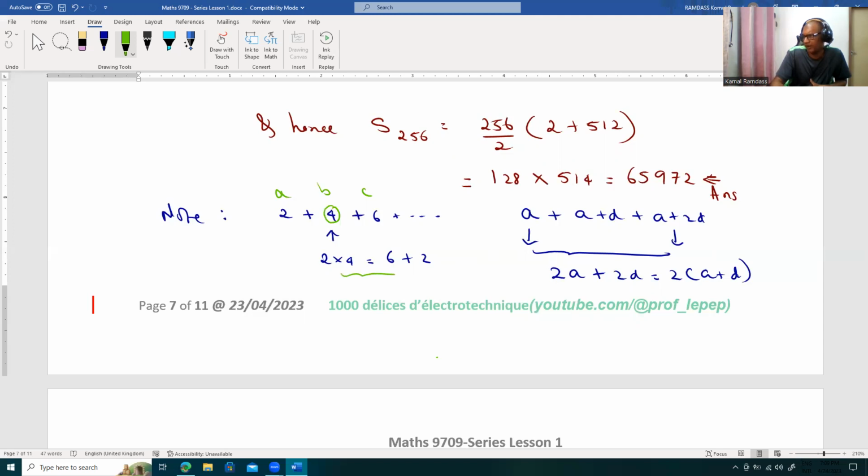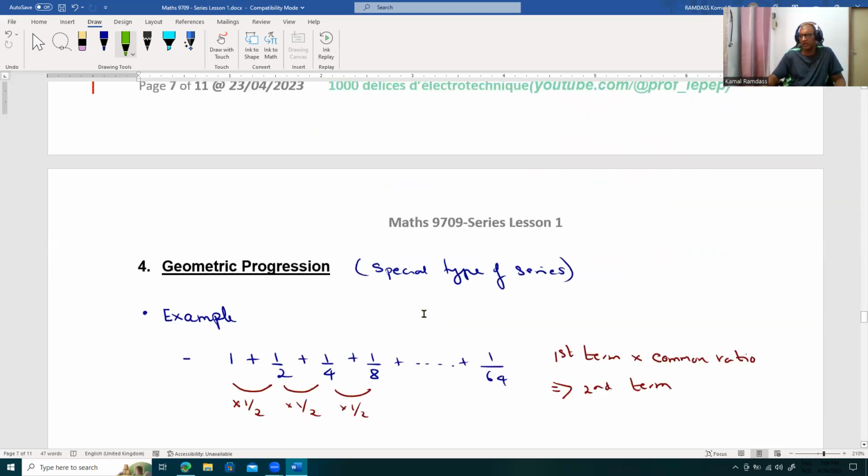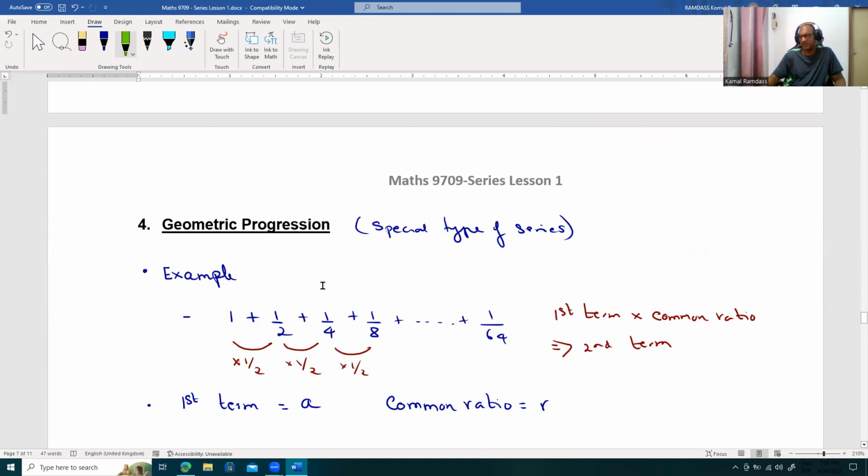Ou bien, nous prenons un autre arithmetic progression, more general term, A, A plus D, A plus 2D, et nous peut dire que 2 times ça, 2 fois A plus D égale à A plus 2D plus A, avec 2A plus 2D. OK? Et nous besoin comprendre sa relation là. OK? Et maintenant, nous allons vers Geometric Progression.